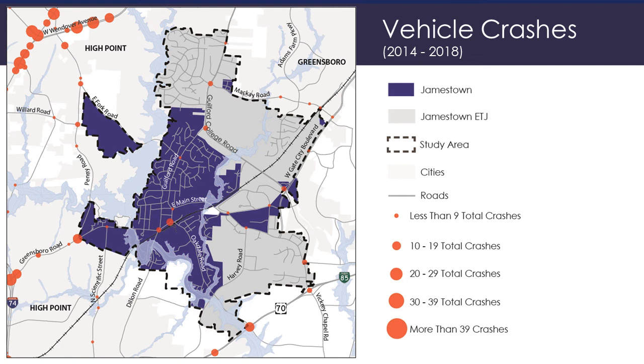This next map shows the location of vehicular crashes in and around Jamestown from 2014 until 2018. Several Main Street intersections show up as hotspots, including the Penny Road, Dillon Road, and Oakdale Road intersections. The town's other main thoroughfare, Guilford College Road, also had a number of intersections with multiple crashes, including the Mackey Road, Guilford Road, and Gate City Boulevard intersections.